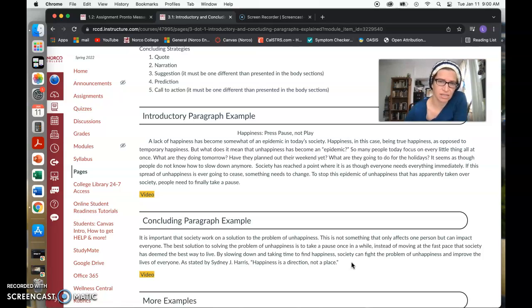By slowing down and taking time to find happiness, again, that's the idea that this person was supporting or arguing. Society can fight the problem of happiness and improve the lives of everyone. And then the conclusion strategy is a quote. As stated by Sidney J. Harris, happiness is a direction, not a place. Okay, I've provided more examples underneath this one. I hope this video explained how to write an introductory and concluding paragraph.